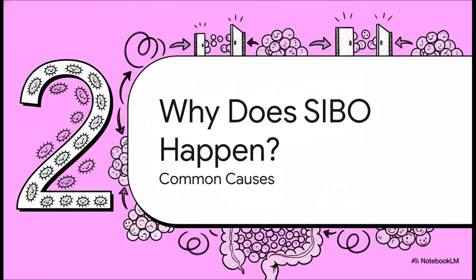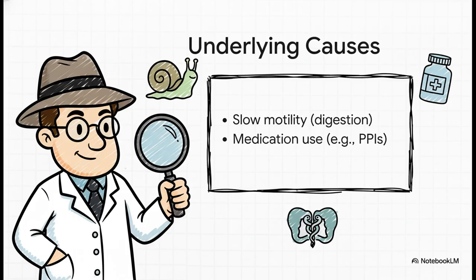Okay, so that leads to the next logical question. How did all those extra party guests get in there to begin with? Well, it usually comes down to a few common reasons. A lot of the time, it's because something has slowed down your digestion, which gives bacteria more time to multiply where they shouldn't. This can be caused by certain medicines, like some acid reducers, or it could be linked to another health condition. The main thing to remember is that SIBO is usually a symptom of something else going on. Your doctor's job is to be a bit of a detective and help you figure out that root cause.